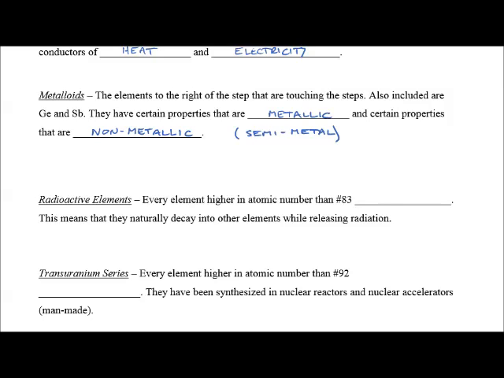Then we also did this next part before, the radioactive elements. Hopefully you have your periodic table open and you're looking. Everything higher than atomic number 83, which is bismuth, is radioactive, which means they naturally decay into other elements by releasing radiation. And we also have the transuranium series, which is higher than atomic number 92, which is uranium. These are synthesized in nuclear reactors, or we say are man-made.